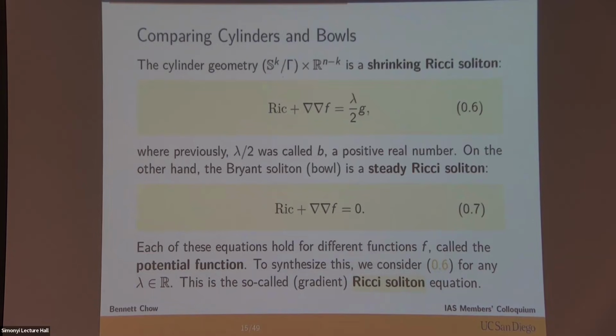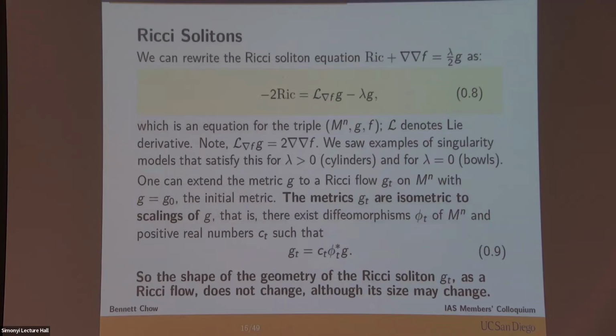Okay, so this is just summarizing from the equational point of view both the cylinder and the Bryant solitons, because we want to think about how these singularity models fit in the Ricci flow analysis. One key observation is that if we look at the Hessian of a function, we can think of it as the Lie derivative of the metric with respect to the gradient of that function. So that means it's representing infinitesimal isometries of the metric.